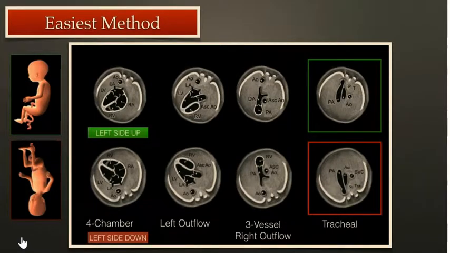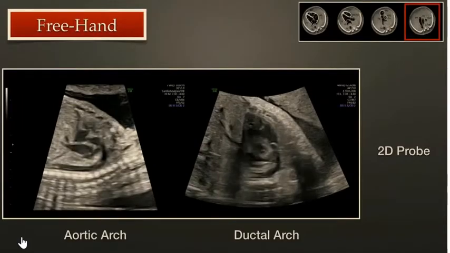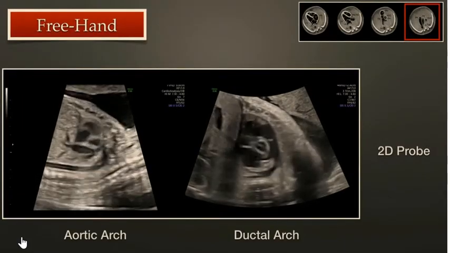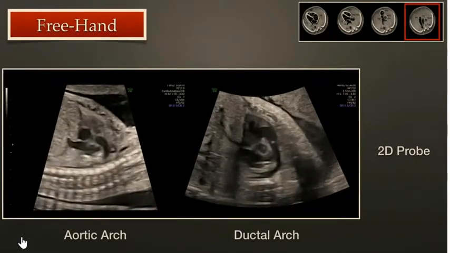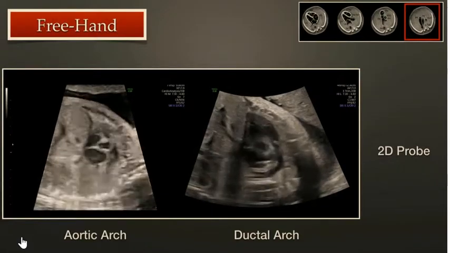The first step is to image the tracheal view so that either the ductus arteriosus or transverse aortic arch is parallel to the ultrasound beam. This is represented by the image in the green and red boxes. Notice the position of the four-chamber view in which the septum is oblique to the ultrasound beam. Using the above concepts, the examiner can identify the arches using freehand movement of the transducer.